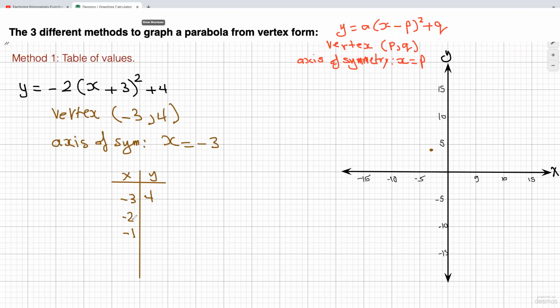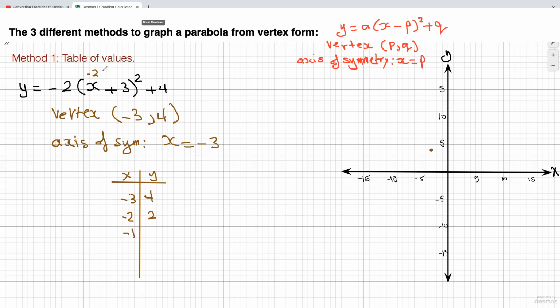What you do, you take the -2 first, you plug it into this equation right here. So if you sub in -2 right here, you have to do order of operations, so that's -2 plus 3 is 1. 1 squared is 1. And then you multiply it by -2, you get -2. And then you plus the 4, you get +2. So that's one point there.